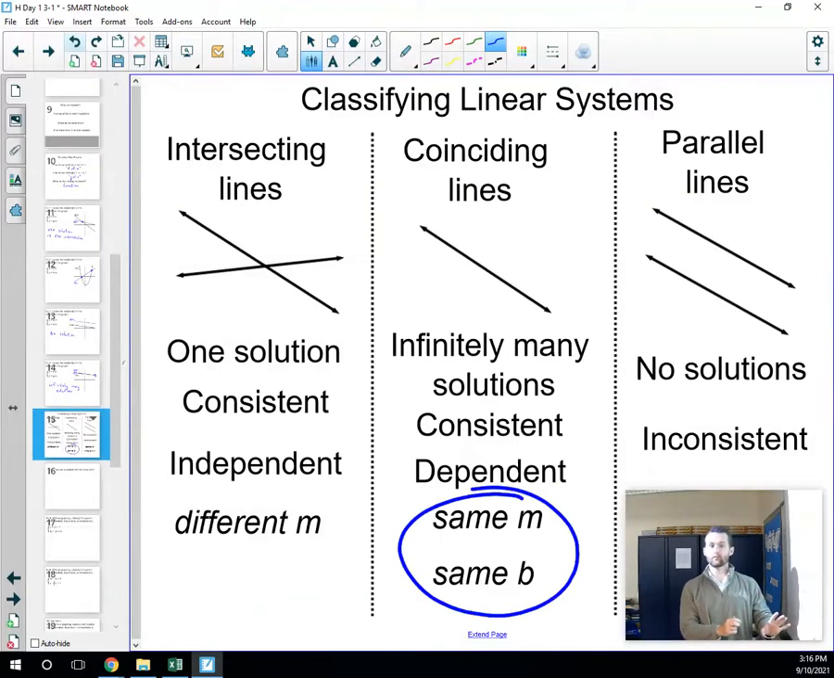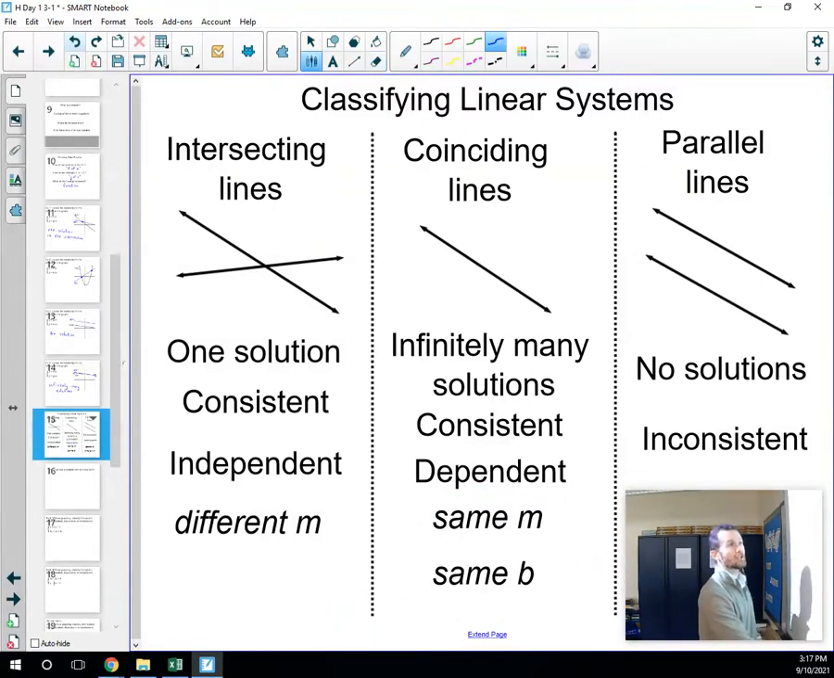Now, this is probably the most important part. This is how we tell, without even looking at a graph, just looking at two equations, if they will create a dependent system. This is how. They have to have the same slope and the same y-intercept, which sort of makes sense because they need to be the exact same line.